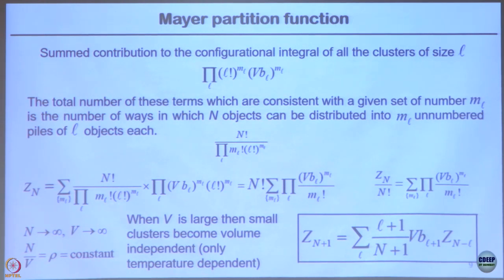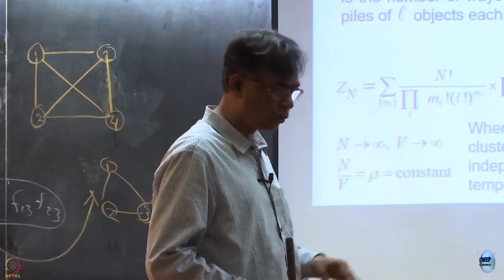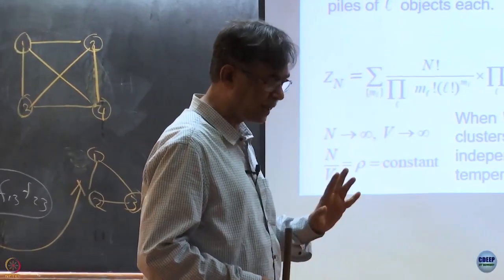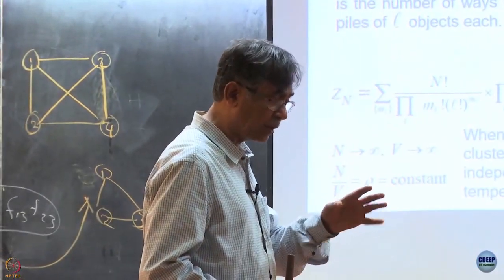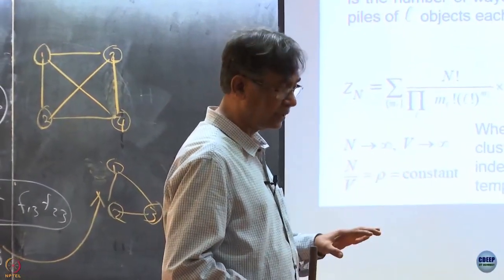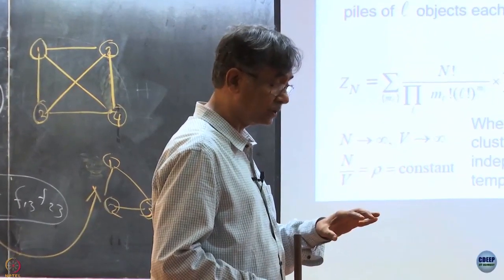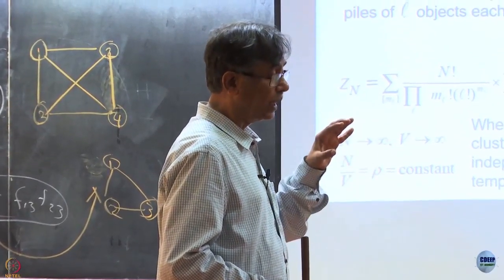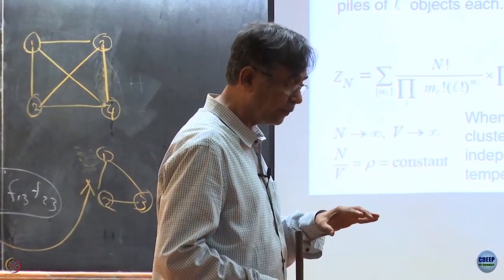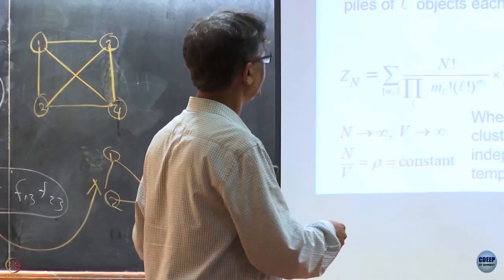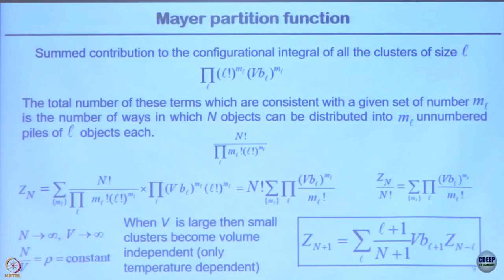So what I have done now: let us say I have an instant configuration, and in that instant configuration I have M1 equal to 20, M2 equal to 15, and M3 equal to 5. Then it will change, because my cluster distribution will change. I have to include all the cluster distributions. But each distribution, this 20, 15, 5, comes with a weight. That weight is given here, the total number of ways I can get that.